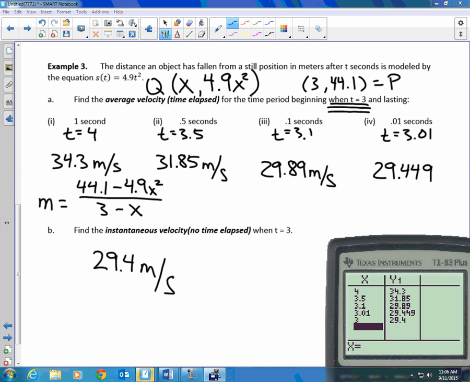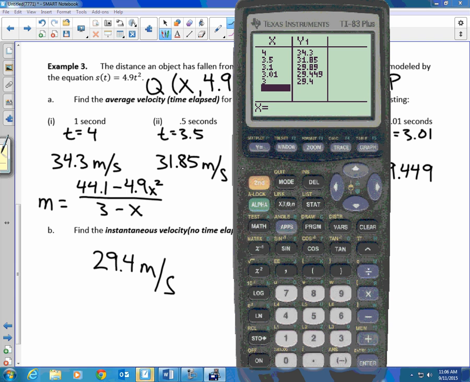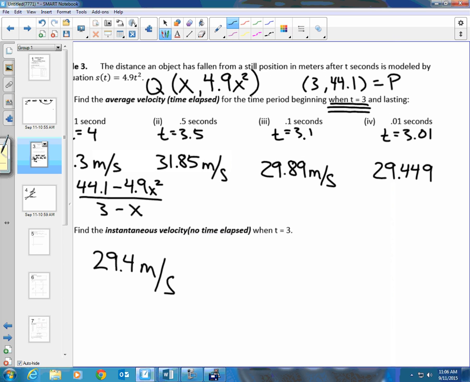And again, what will happen if I plug in exactly 3? Why? It's undefined on the bottom. Okay, and that's that. All right. Any questions on that piece? Pretty good? Okay. All right. Let's flip it over.